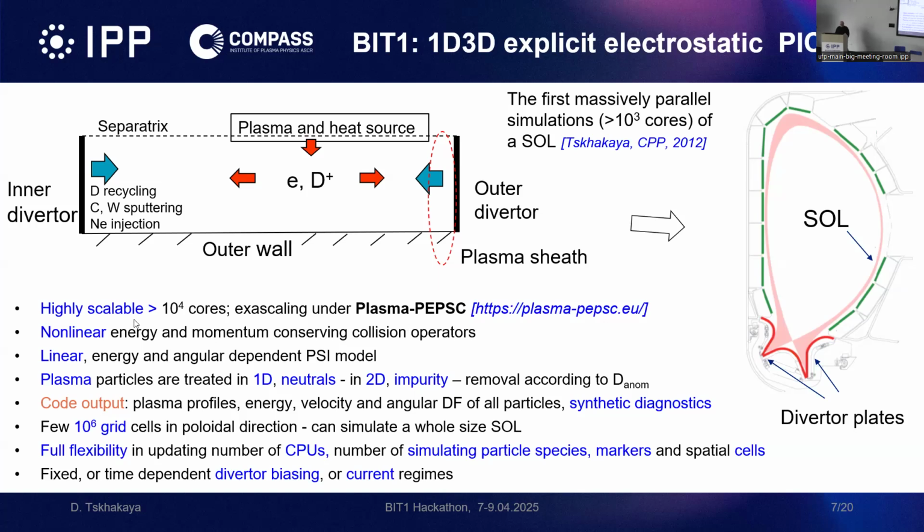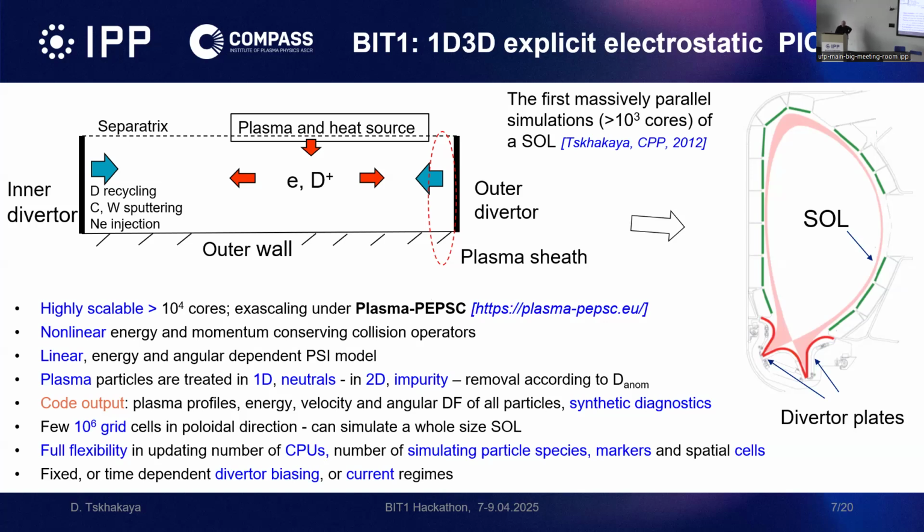At this moment it's highly scalable, but there are near-exascale attempts now to develop this code. It's a part of the Plasma-PEPSC project. It has nonlinear energy- and momentum-conserving collision operators. This is very unique. The BIT1 code can simulate collisions of 3 particles, or 2 particles which go into up to 5 different particles, and at all times energy and momentum are conserved.